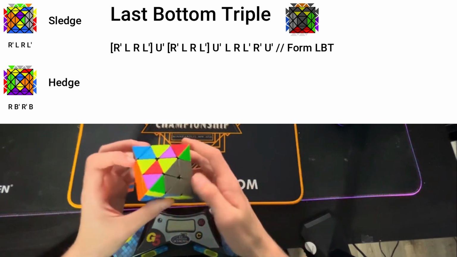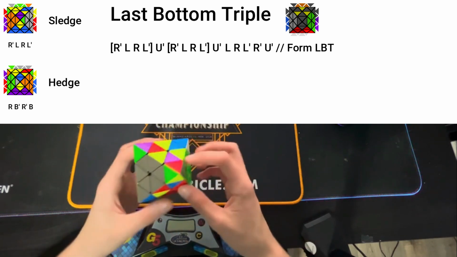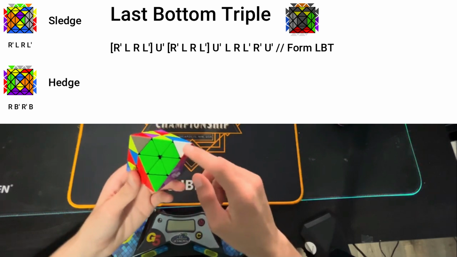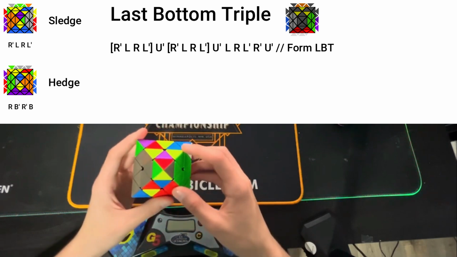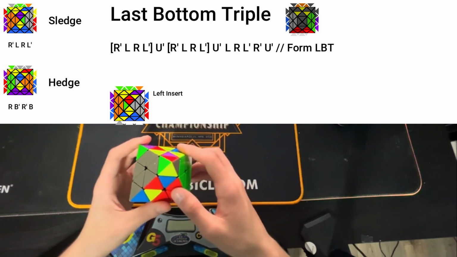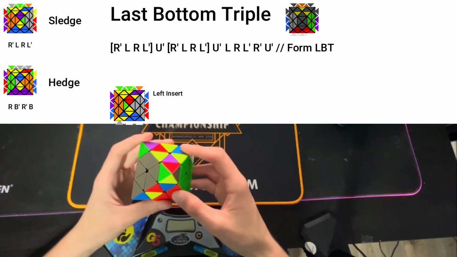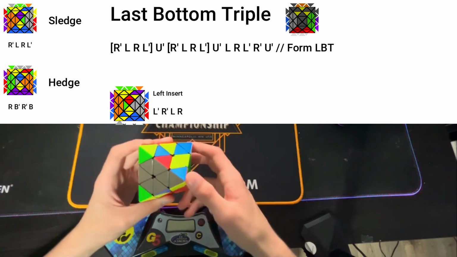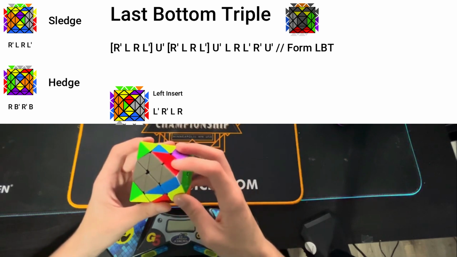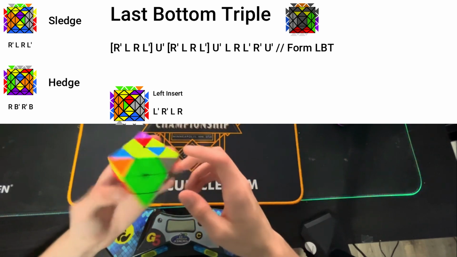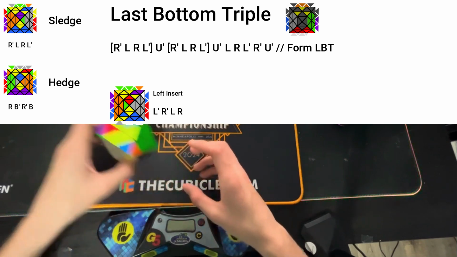And you want to rotate until the white is facing you on that corner. So right here is facing me. So I would hold it here. And if the slot is on the left, then you would do L prime, R prime, L, R. And that solves your last bottom triple.